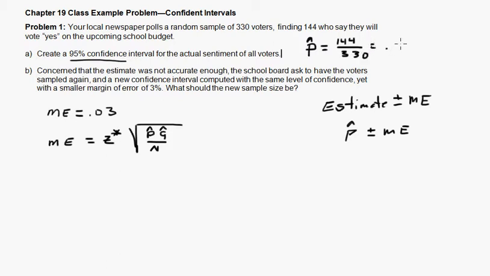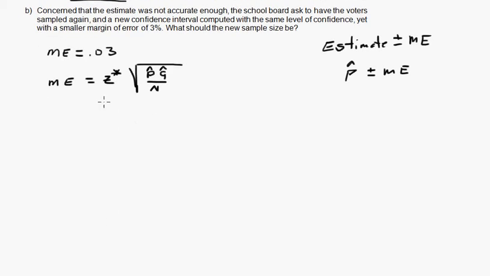I think that's 0.46 something. 144 divided by 330. Oh, my bad. 0.36. Okay, so we have an estimate. So assuming that that estimate is close, we can use it here. So what I'm going to do is I'm going to show you the math. You can plug all the numbers in, or you can just solve for n.